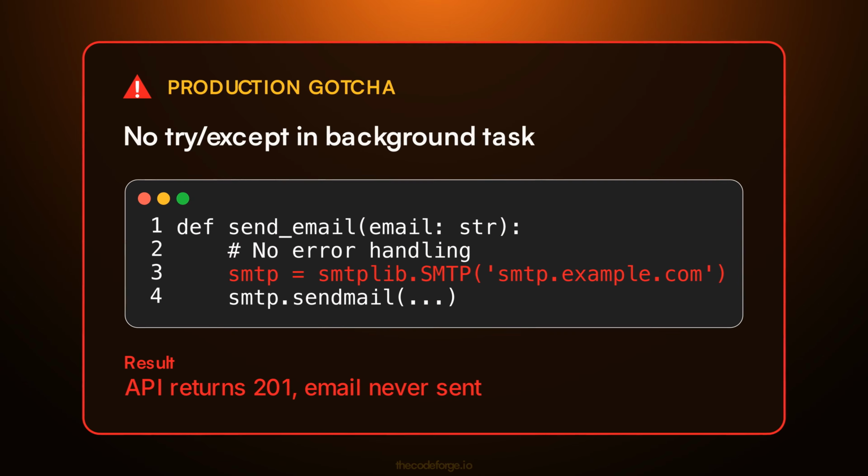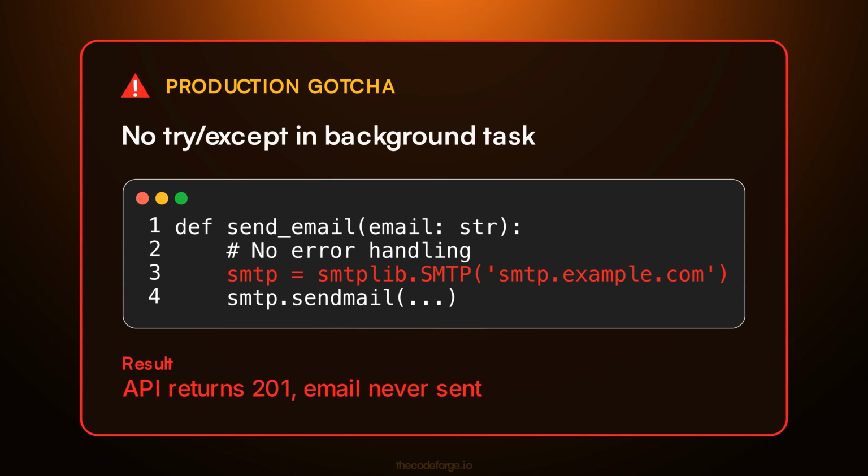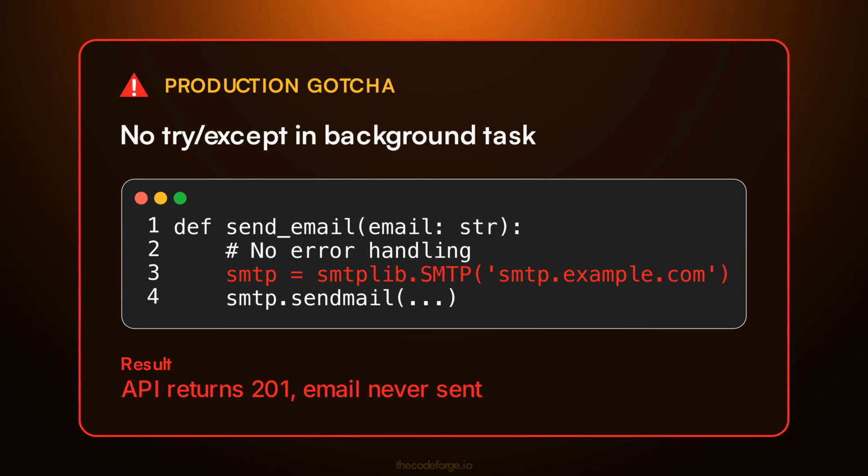This is the hook incident's root cause in code form. The background task has no error handling. If SMTP fails, the exception is silently swallowed. Always wrap background functions in try except with logging.